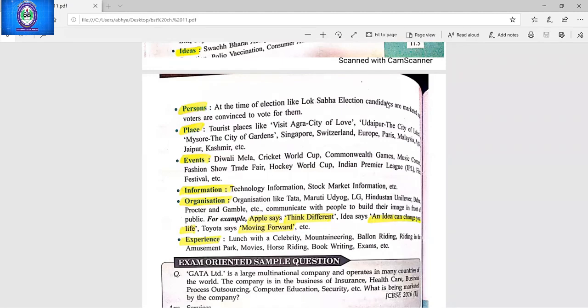You are just buying the experience of watching the movie. So experience can also be marketed. So what can be marketed? Here we have covered ideas, persons, products, places, events, information, organizations, experiences. All these can be marketed.